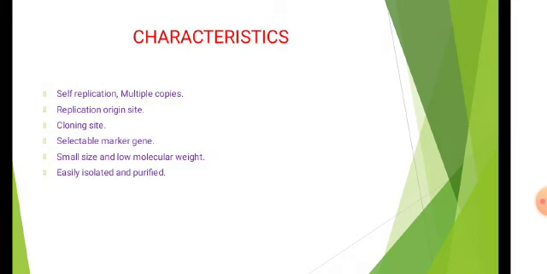What are the characteristics of these vectors? They are self-replicating and produce a number of copies. They have a replication origin site and a cloning site. They have selectable marker genes such as antibiotic resistance genes. The vectors are very small in size and low in molecular weight, so they can be easily isolated and purified.